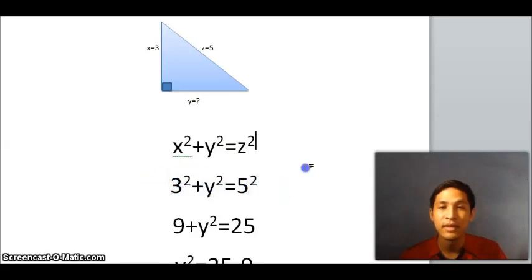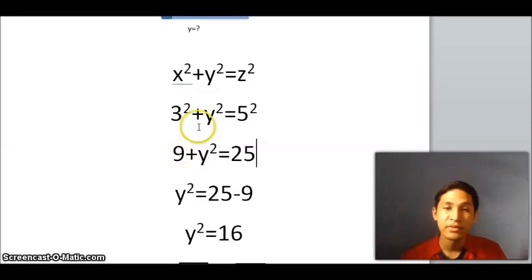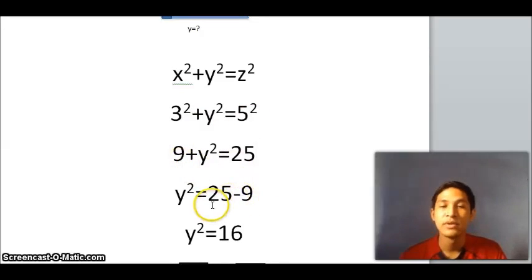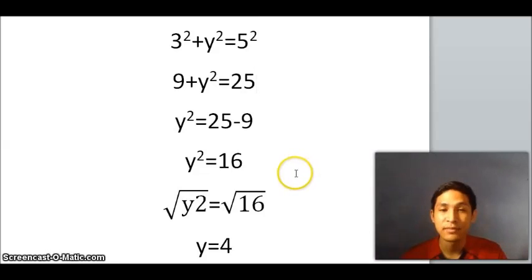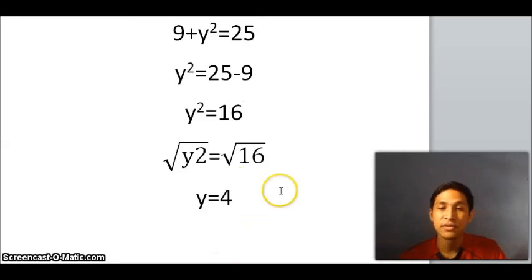We have this one, and then 3 square is equal to 9. Y square, we have to look for it. 5 square is equal to 25. Now bring 9 to the other side. We have a minus, which is 25 minus 9 equal to 16, so y square is equal to 16. Now we have to look for y. We have to square root both sides to eliminate the square. The square root of 16 is equal to 4. So we have y is equal to 4.